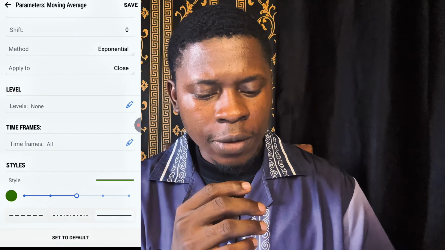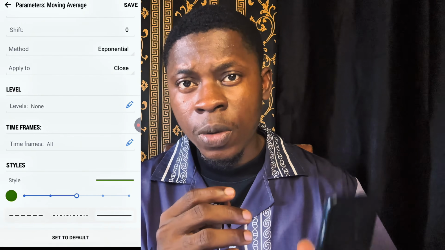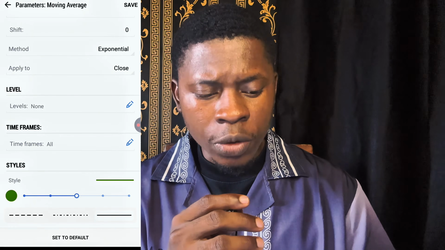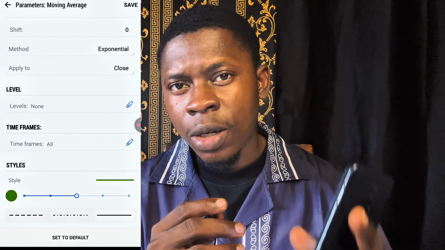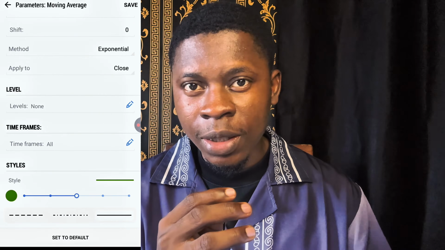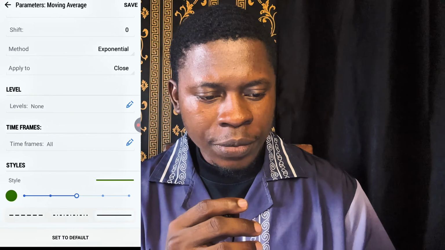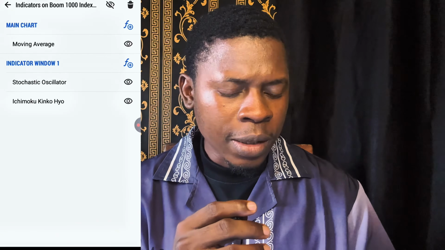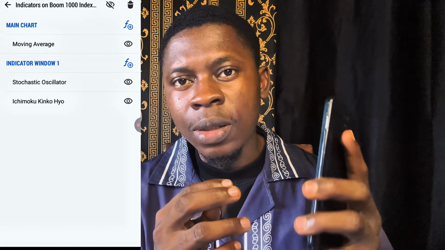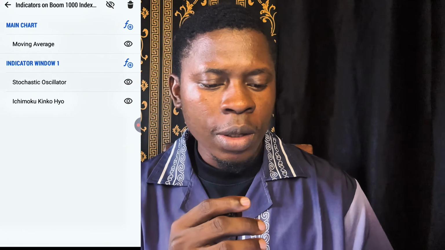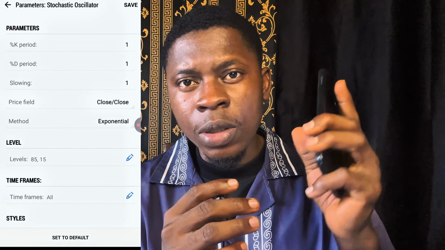Okay, then for the style, you want to make sure that you put it to 3 pixels, then with color green or any color of your choice, as long as you know what you're doing on the market. Then you put on this trend line right here, which you can see, then you click on done. All right, now the second indicator is going to be the stochastic oscillator. Now you want to make sure that you put that on indicator window 1.